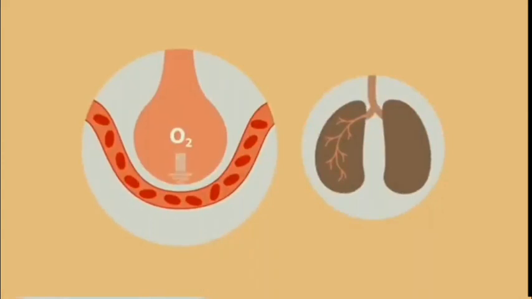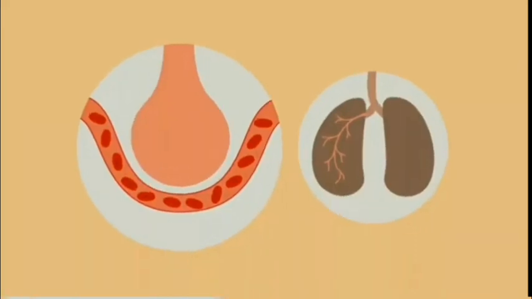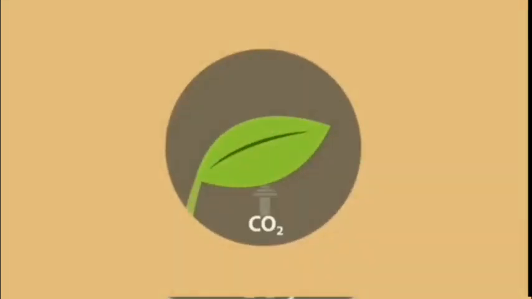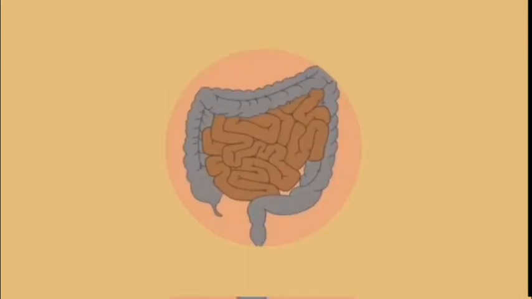Gas exchange in the lungs, oxygen moving from alveoli to blood and carbon dioxide moving from blood into the alveoli. Gaseous exchange in case of leaves also takes place due to diffusion. Movement of all nutrients from small intestine to blood is also due to diffusion.